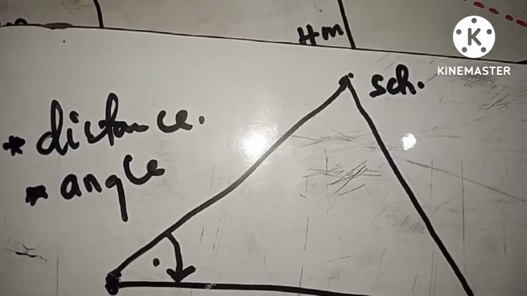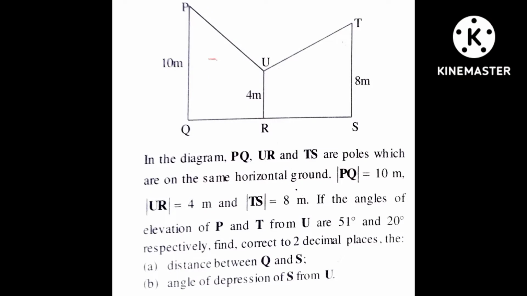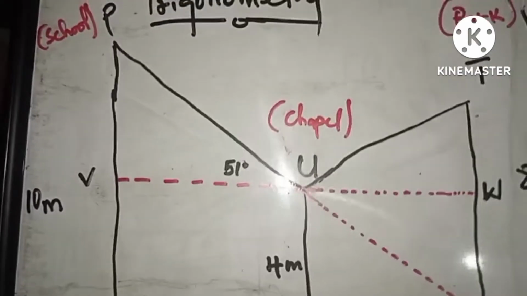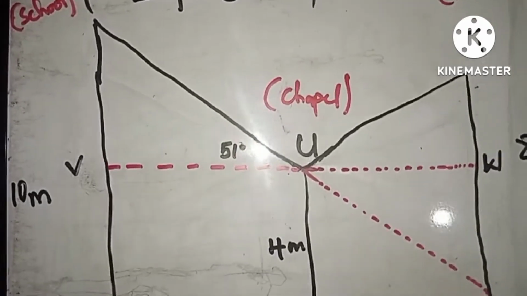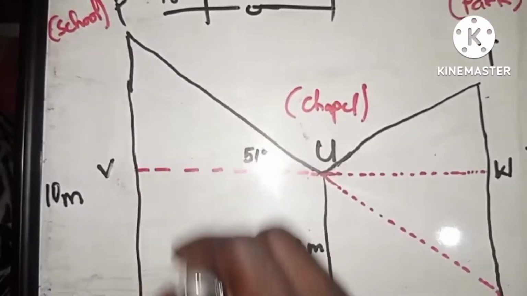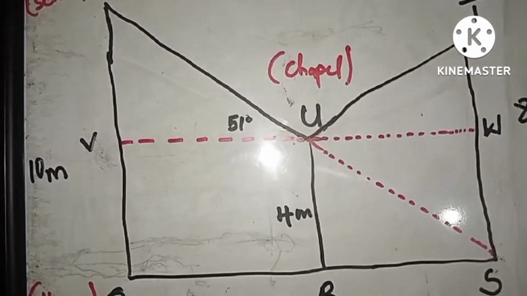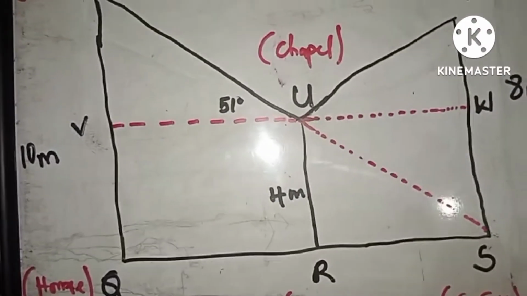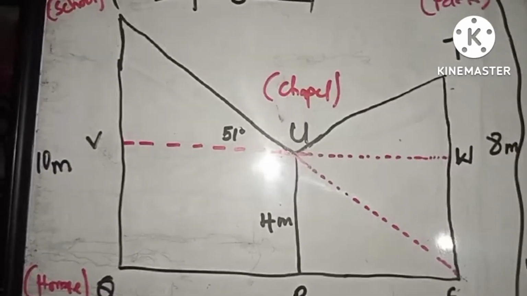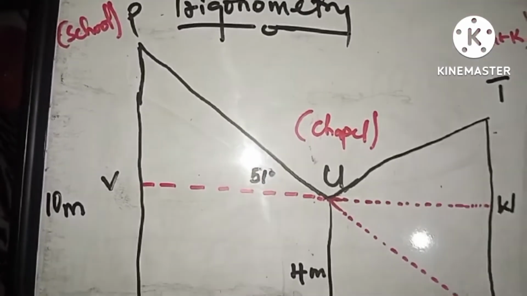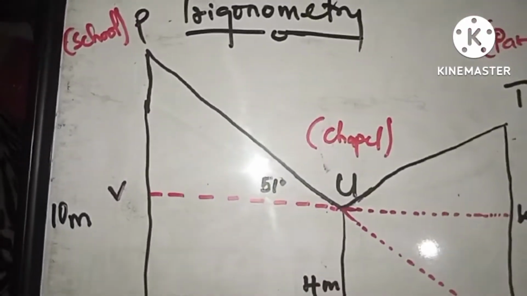Now let's have a look at the pure exam question. According to the question, we have a diagram from P to Q, and then R, U, as well as T, S. That's what we have from the diagram. Now, for understanding purposes, let's replace these letters with something that you already know.